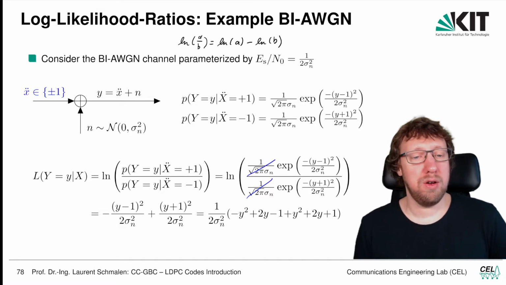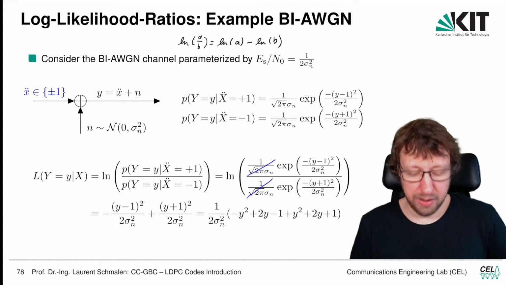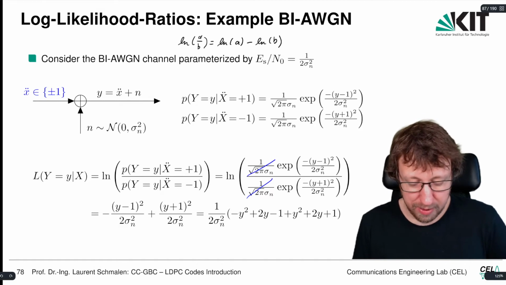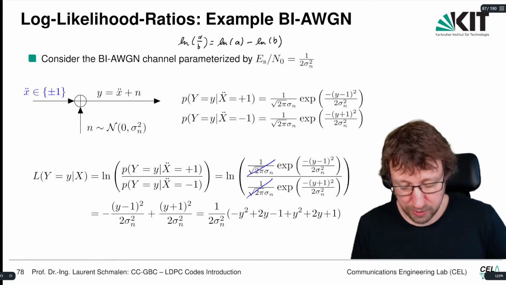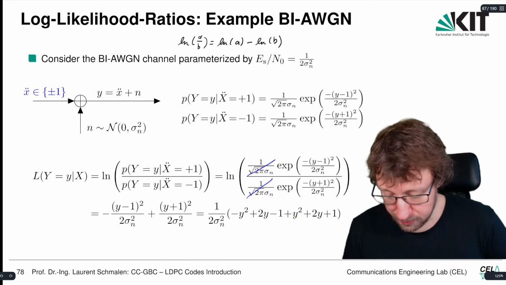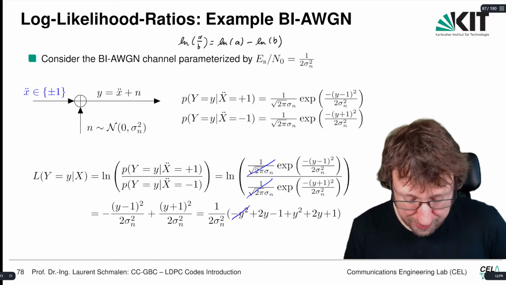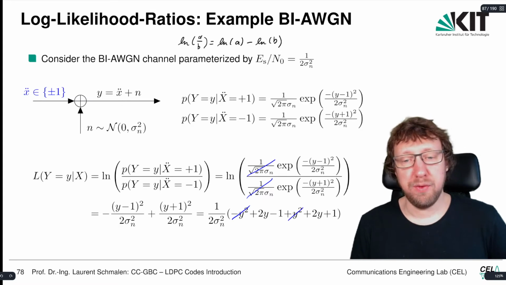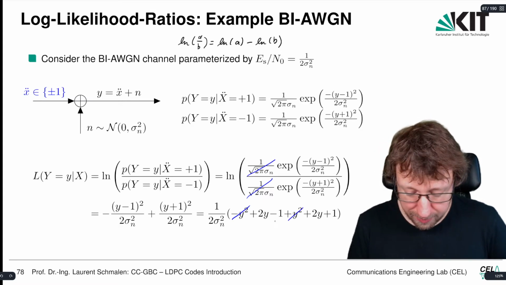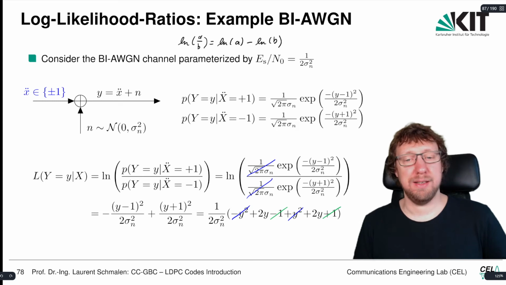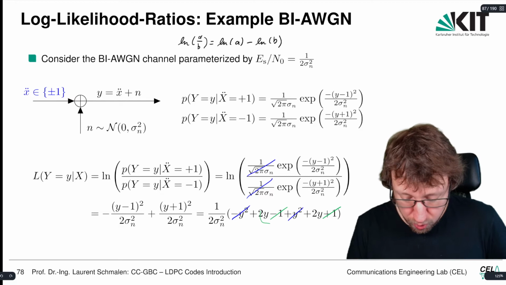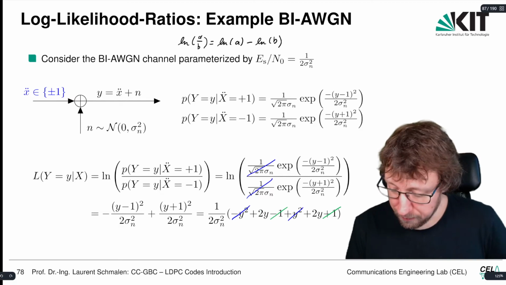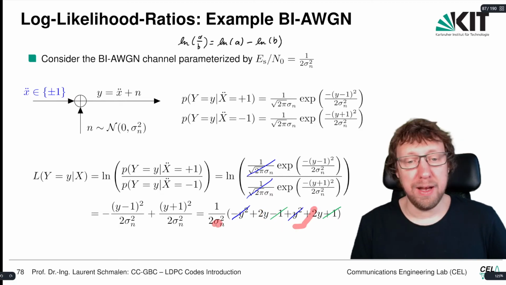Now we're just applying our quadratic equation, and then we can simplify these terms. So it's 1 over 2 sigma n squared times minus y squared plus 2y minus 1 plus y squared plus 2y plus 1. A couple of terms cancel. Minus y squared plus y squared cancels. And minus 1 plus 1 cancels. So we are left with 2y plus 2y, 4y divided by 2 sigma n squared.